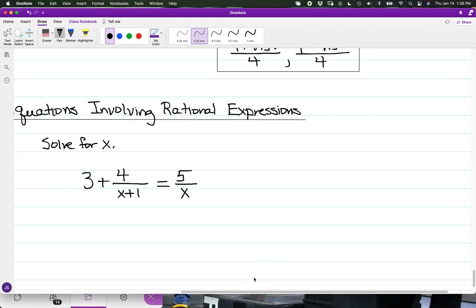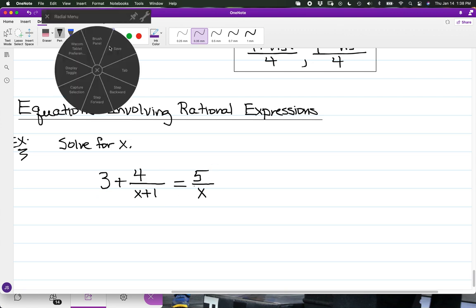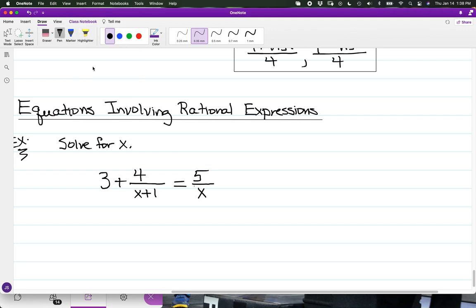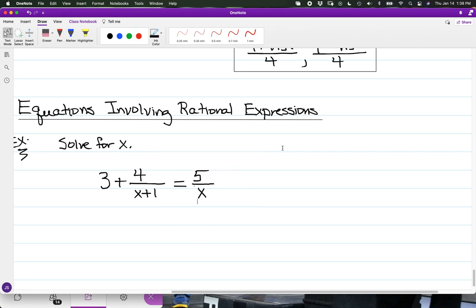Okay, so you're looking at solving for x, where we have 3 plus 4 over x plus 1 equal to 5 over x. Now, let me mention some things here. There was something from the other exercise where we had restricted values at the start. Whatever we have for x, we cannot have zero value denominators. So as a precondition, x plus 1 cannot be 0, and x cannot be equal to 0.